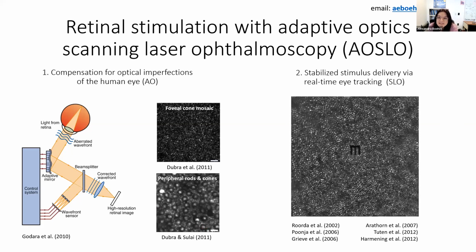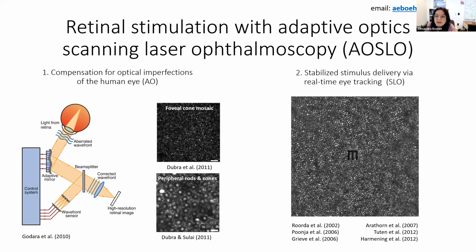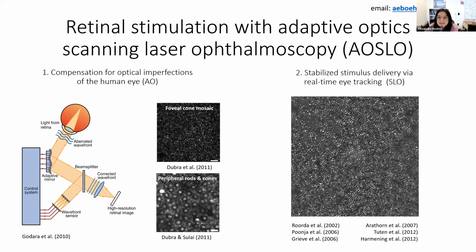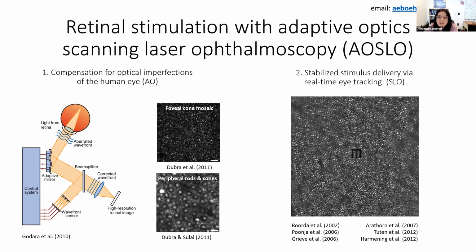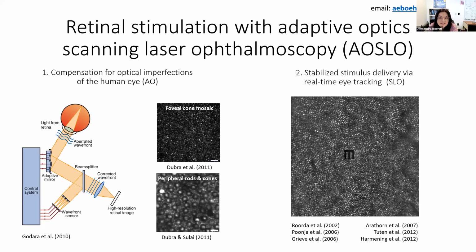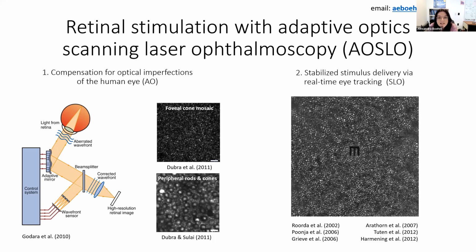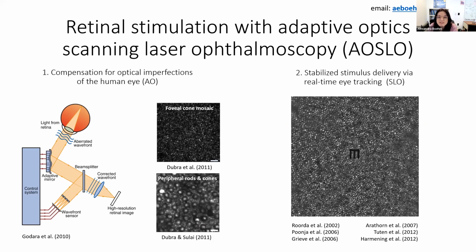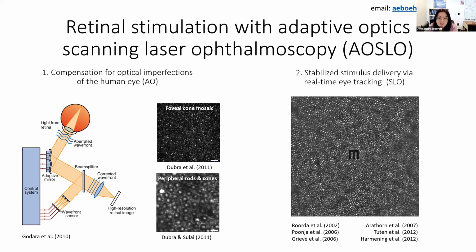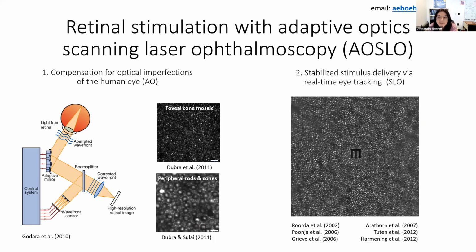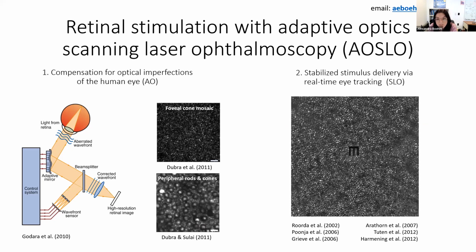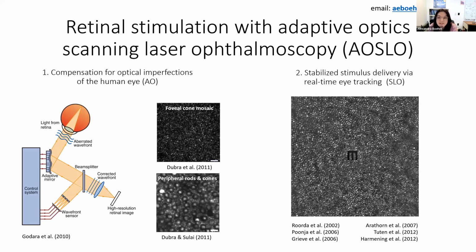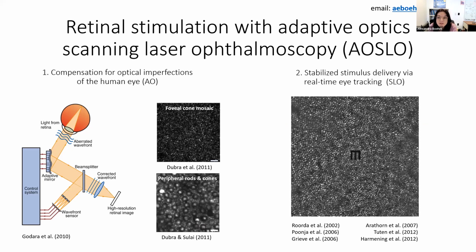So the second piece of the system is stabilized stimulus delivery via real-time eye tracking. So this is achieved by the SLO component of the device. And because the light is scanned in a raster pattern and images are acquired in real time, we can actually track the fixational eye movements that are occurring during a single frame scan. And then we're able to update our stimulus timing depending on the retina's current position.